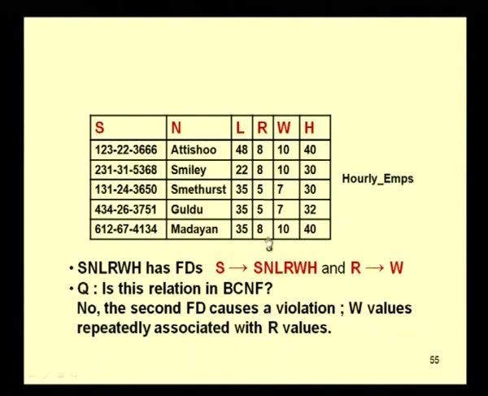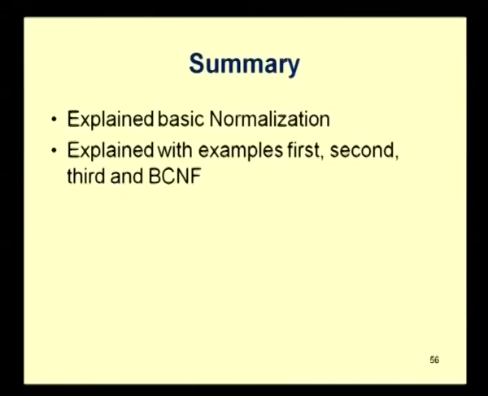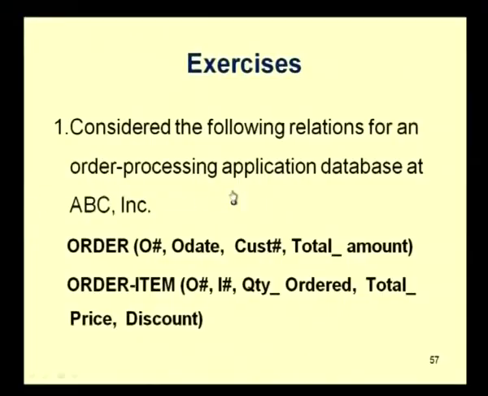Up to this point, we have explained what is meant by basic normalization and explained examples of first, second, third and Boyce-Codd normal form. We have taken extra care to explain the difference between third normal form and Boyce-Codd normal form, because most designers try to achieve the Boyce-Codd normal form. One of the advantages we already saw of having Boyce-Codd normal form is that a lot of redundancies can be reduced. I have given you an example.